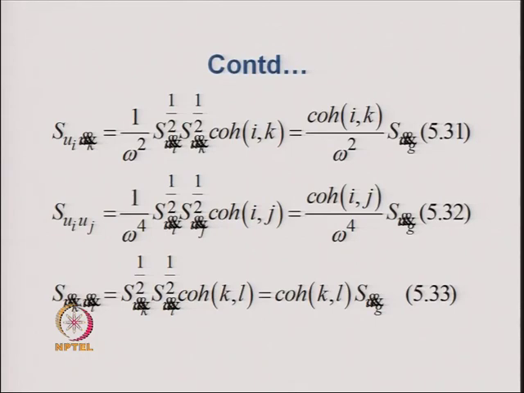S_UI UJ is equal to 1 by omega to the power 4 into S_UI to the power half, S_UJ to the power half, multiplied by the coherence function I comma J, and which again turns out to be coherence IJ divided by omega to the power 4 into S_U double dot G. I'm sorry, in the previous equation it was S_UI U double dot K, so that is given as coherence IK divided by omega square into S_U double dot G. And finally, we have S_U double dot K and U double dot L, that turns out to be simply coherence KL multiplied by S_U double dot G.